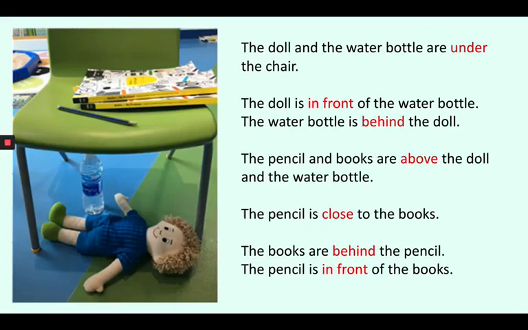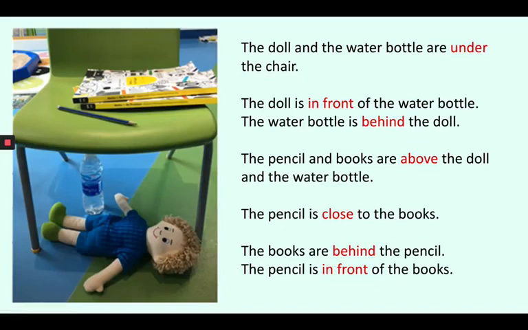Okay, let's have a look at some of the answers that I got. And if you got any of these, well done. Maybe you got some other ones that I don't have on my list. The doll and the water bottle are under the chair. That's the one that we had before. The doll is in front of the water bottle. The water bottle is behind the doll.